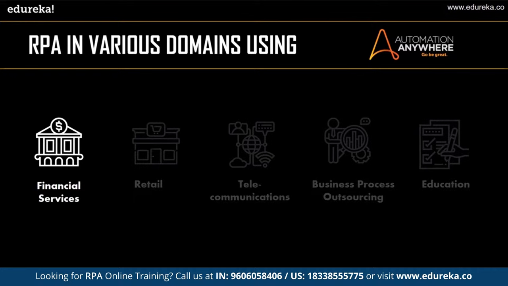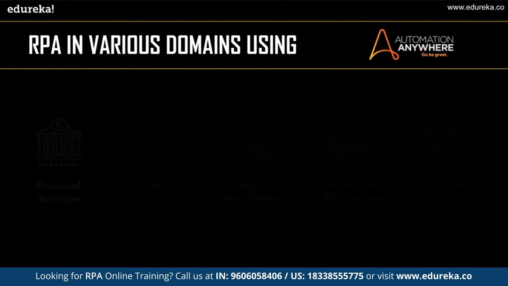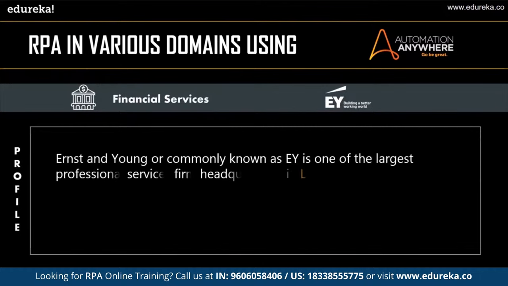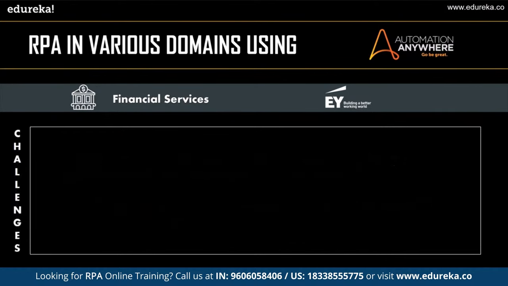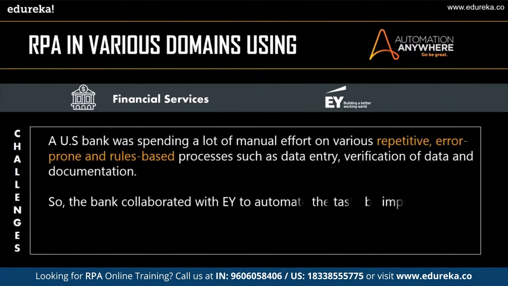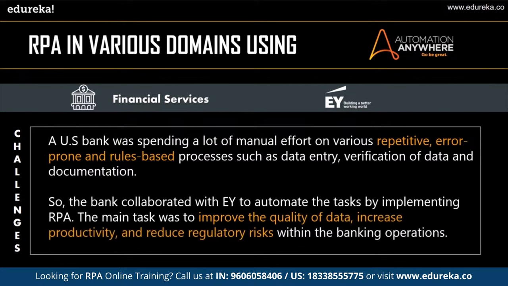So starting with the first one, that is RPA in financial services, I've considered one of the best examples, that is Ernst & Young. So Ernst & Young, or more commonly known as EY, is one of the largest professional services firms headquartered in London. It provides assurance, tax and transaction services and advisories to solve clients' challenges. Now, one of the main challenges observed by EY was that a US bank was spending a lot of manual effort on various repetitive, error-prone and rules-based processes such as data entry, verification of data and documentation.